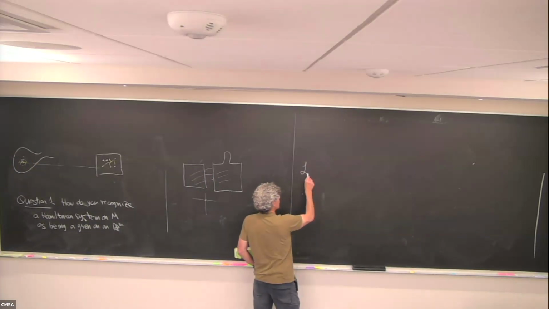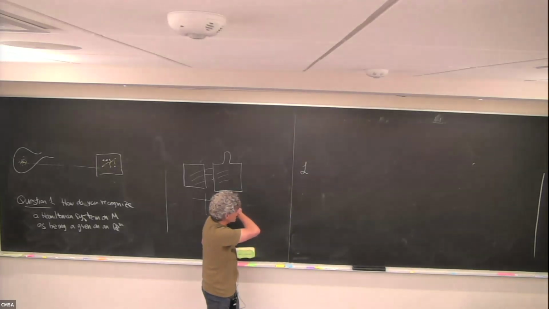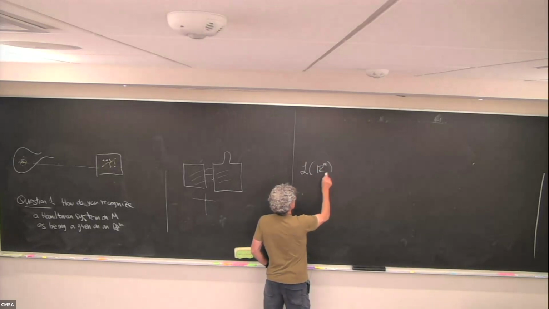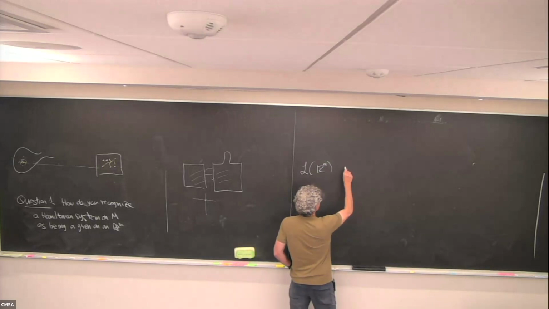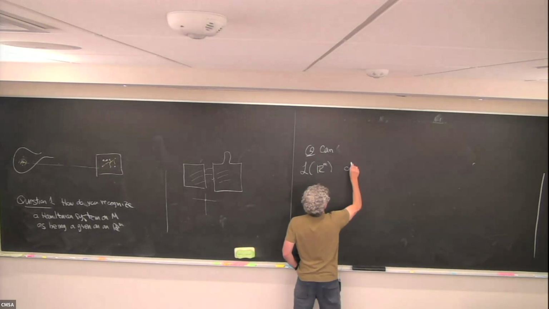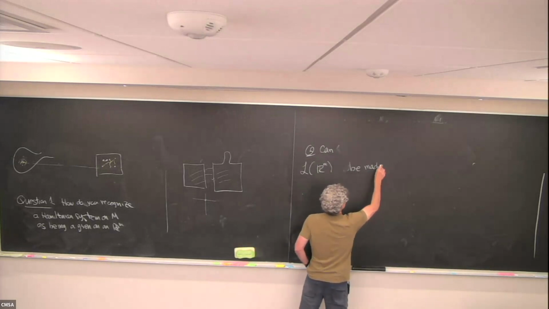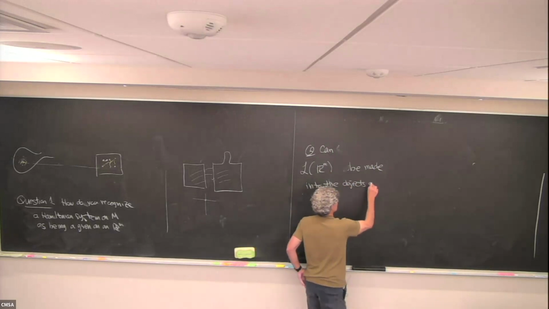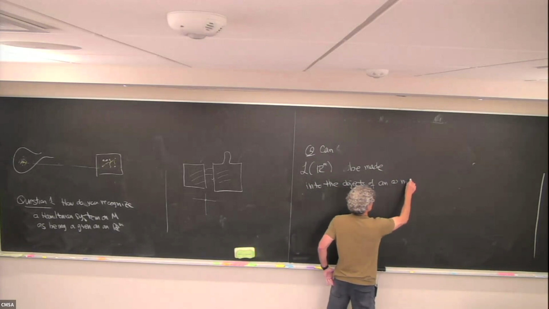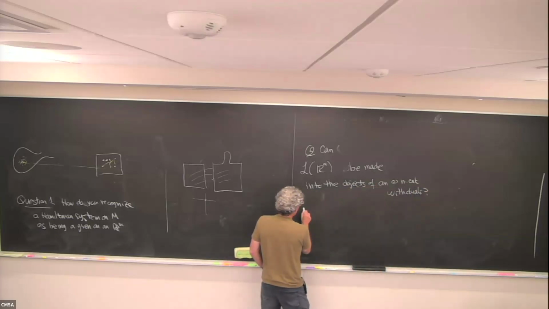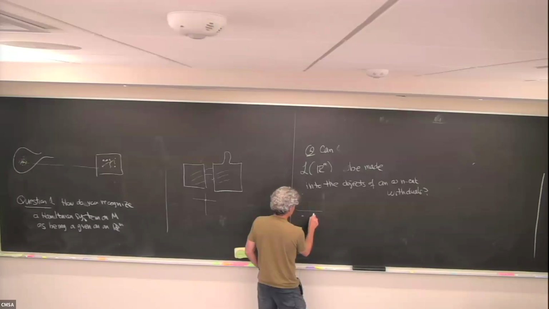Let's go back to this L, which were these gapped phases, and I want to make L of R^n, R^m. Can we make these into the objects of an infinity n category with duals? So the objects would be like a phase on R^n.